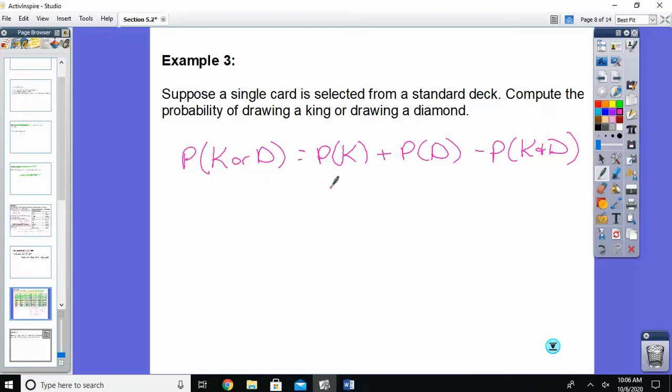Okay. So the probability of king. How many kings are in the deck? 4 out of the 52 cards. How many diamonds are in the deck? 13 out of the 52. How many of the cards are a king and a diamond? 1 out of the 52.